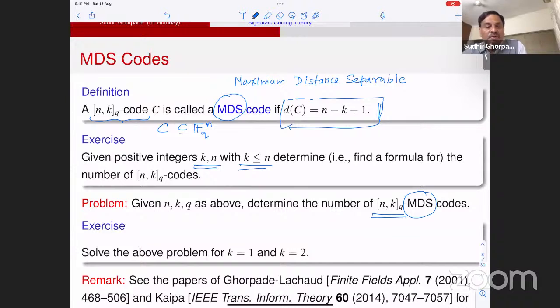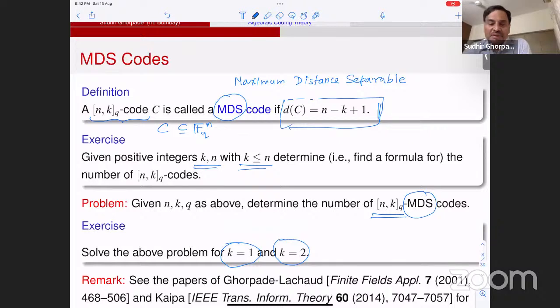Somebody might ask me, what is the difference between a problem and an exercise? A simple answer is: an exercise is a problem whose solution I know. A problem is an exercise whose solution I don't know. So really, this is actually an open problem. Beyond certain special values, nobody really knows what this exact number is. But you can, with some effort, solve it for k equal to 1 and k equal to 2. That's not so difficult, so I call that an exercise.